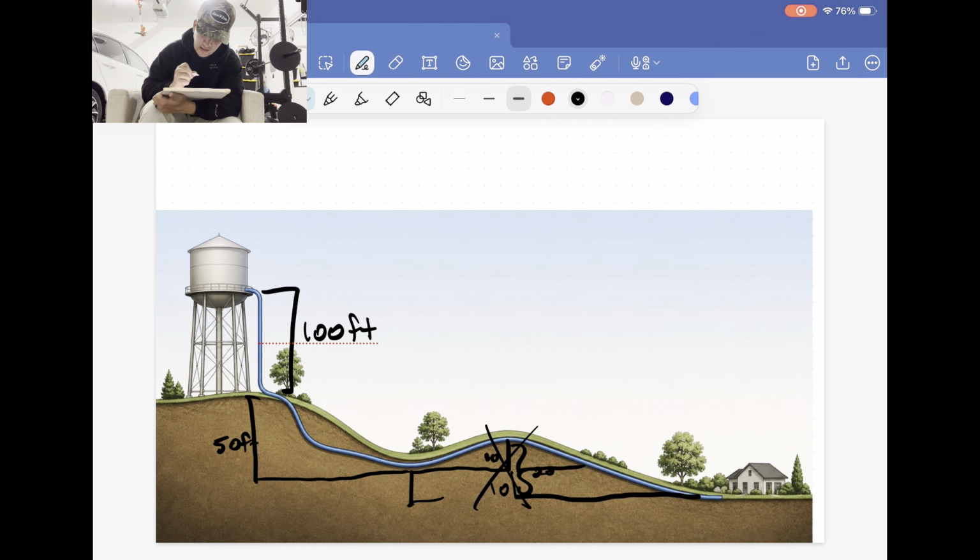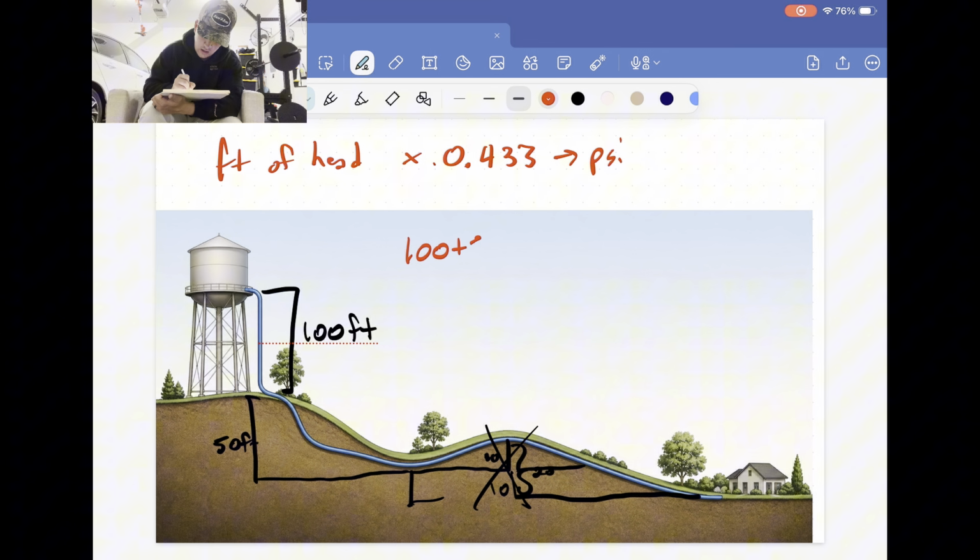So when we're dealing with water pressure, converting from head to pressure, we have feet of head times 0.433. And that's what gives us our PSI. So if we have 100 plus 50, we have 150 feet of head, and we're going to multiply that by 0.433 to give us our PSI output that we're expecting.